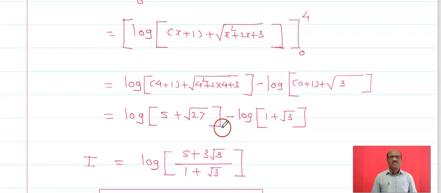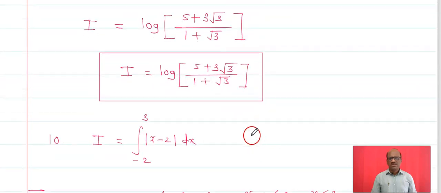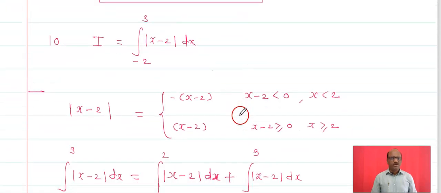Now, the minus sign is in between these two logs. Therefore, it is log of m minus log of n. It means log of m upon n. Therefore, I is equal to log of (5 plus 3 root 3) upon (1 plus root 3), and in this way. Now, the problem number 10.